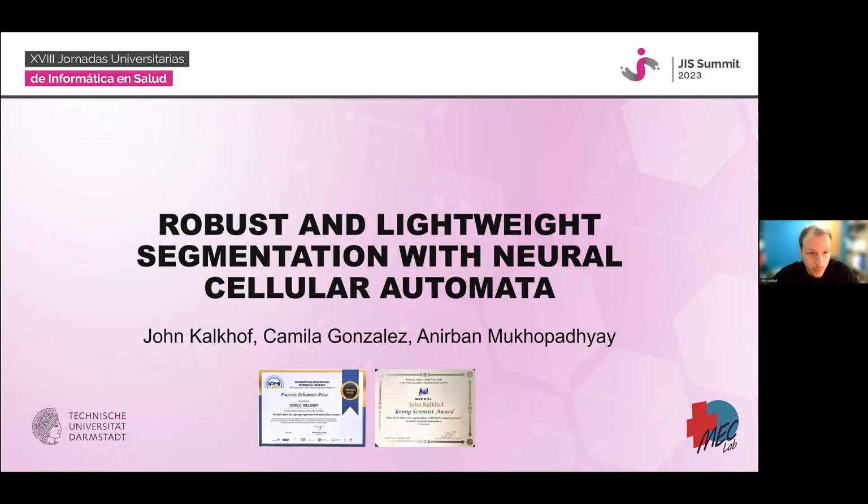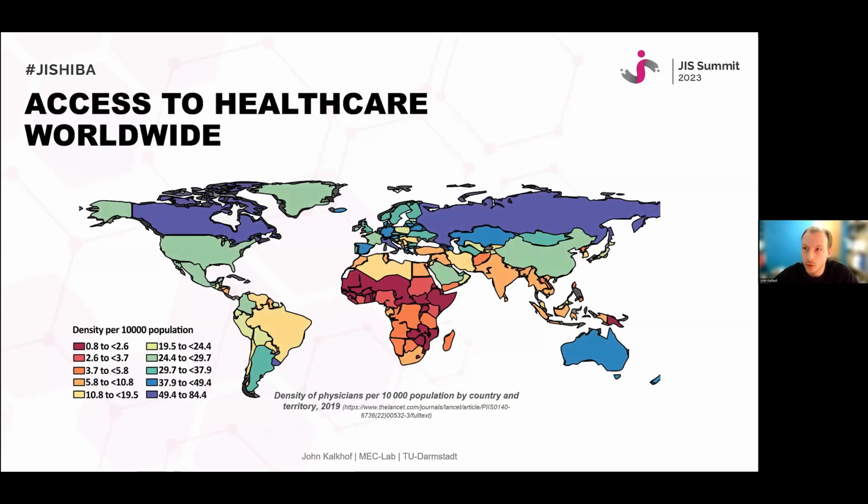And before we start with that, let's have a short look at the access to healthcare worldwide. A problem that you generally have is that especially in the Southern Hemisphere, you have a lot of countries where there's a general lack of access to healthcare. And this, you can see here in the map, represented by the density of physicians per 10,000 population. So that's a big issue in these cases.